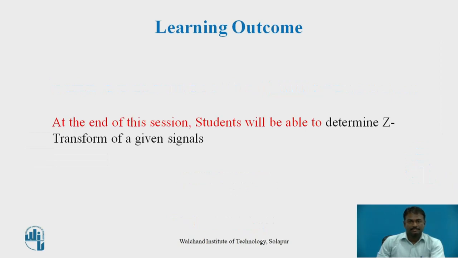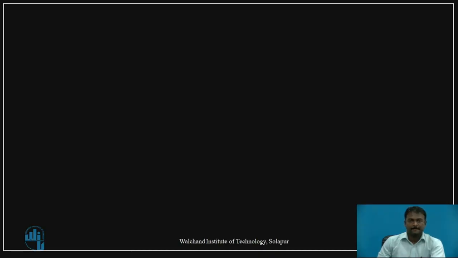At the end of this session, students will be able to determine Z transform of a given signals. In the last lecture, we have discussed Z transform and region of convergence, and also we have considered an example where discrete time signal x of n was infinite right-sided sequence. Today in this lecture we are going to consider an example where discrete time signal is infinite left-sided sequence.